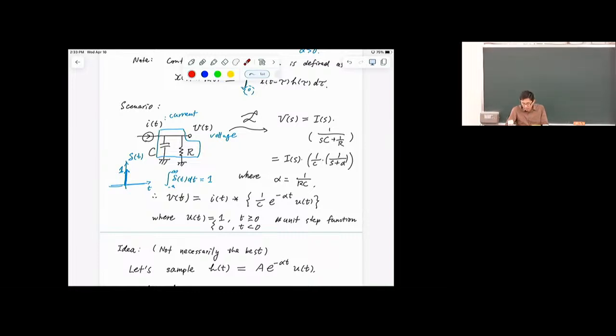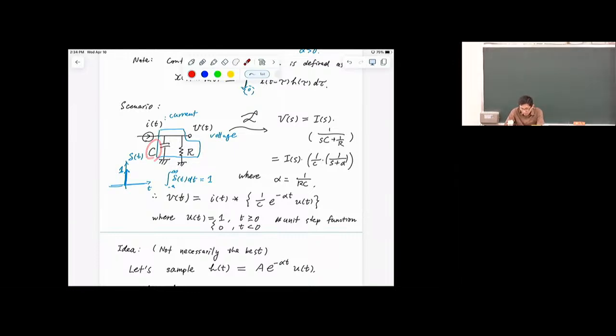Now to develop this further, I claim to you that for those of you that are familiar with circuits, you know that this is a charging process. You're charging a capacitor with a current. The standard way of handling this is in the Laplace S domain.